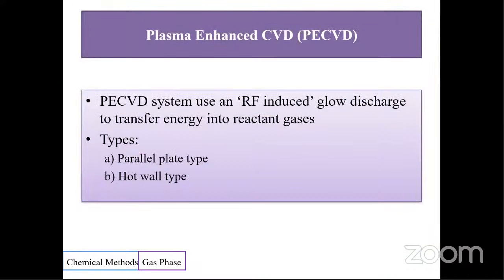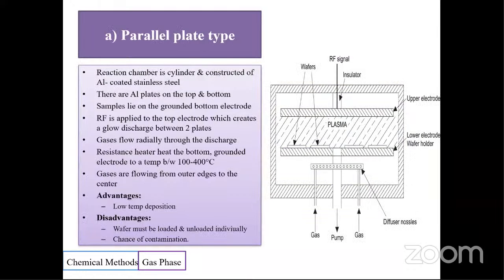Then the plasma enhanced CVD system: basically this system uses an RF induced glow discharge where energy transfer into the reactant gases takes place. There are two types of these systems. One is parallel plate and the other is hot wall type. In the parallel plate, as its name says, the reaction chamber is cylindrical and constructed of aluminum coated stainless steel. These are the aluminum electrodes, cut on top and bottom, and the sample which you want to coat lies on the grounded bottom electrode.